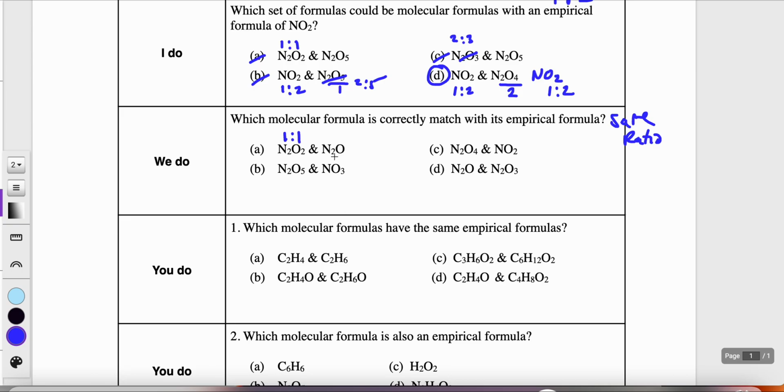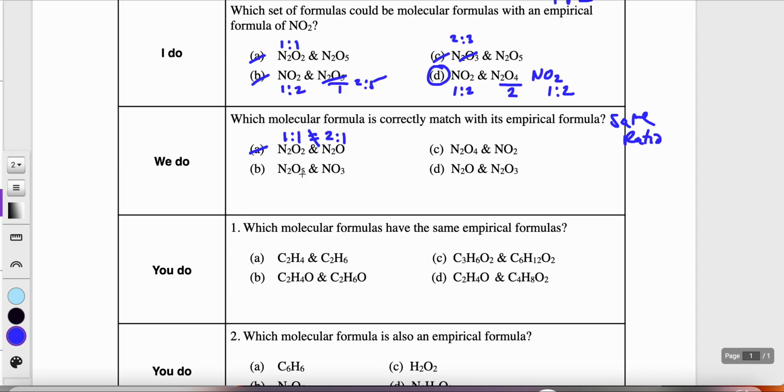Where the other one has a ratio of 2 to 1, and since 2 is even and 1 is odd, they're only divisible by 1. So this is a 2 to 1. These do not match. They are not the same. So A is not a possibility.